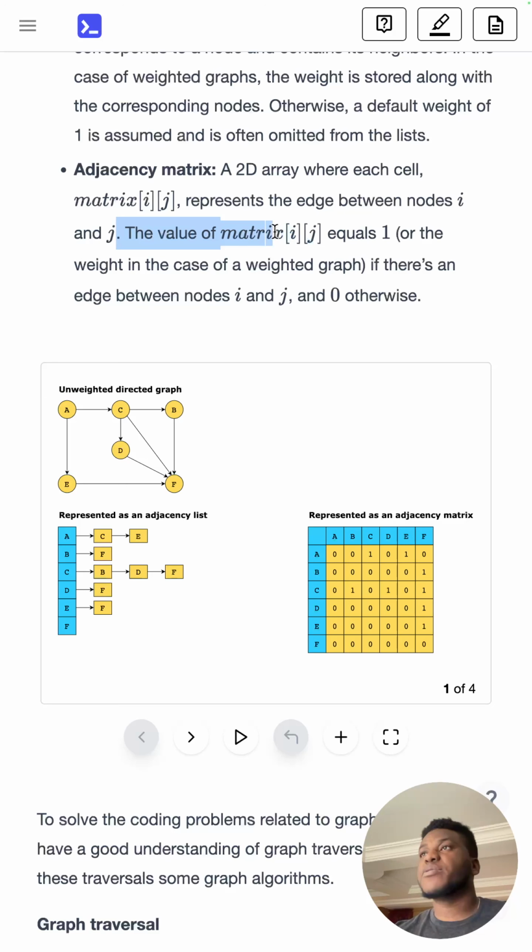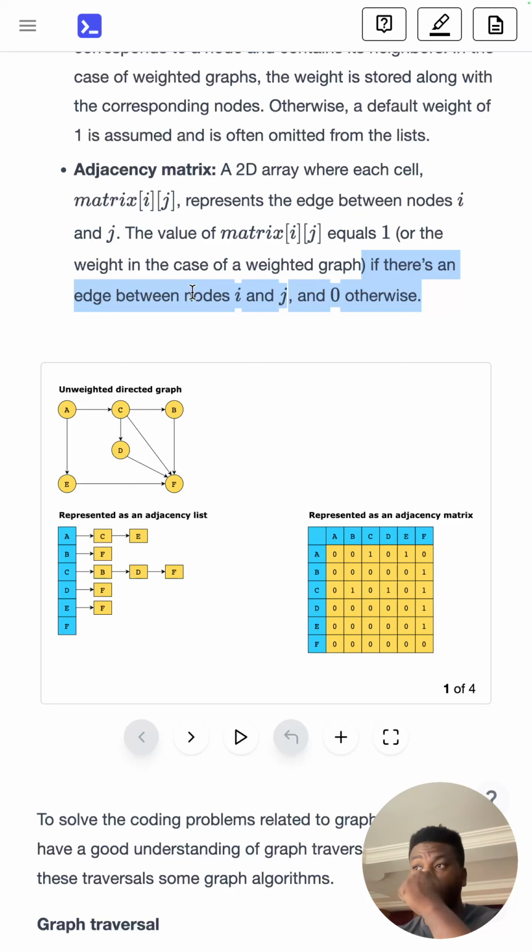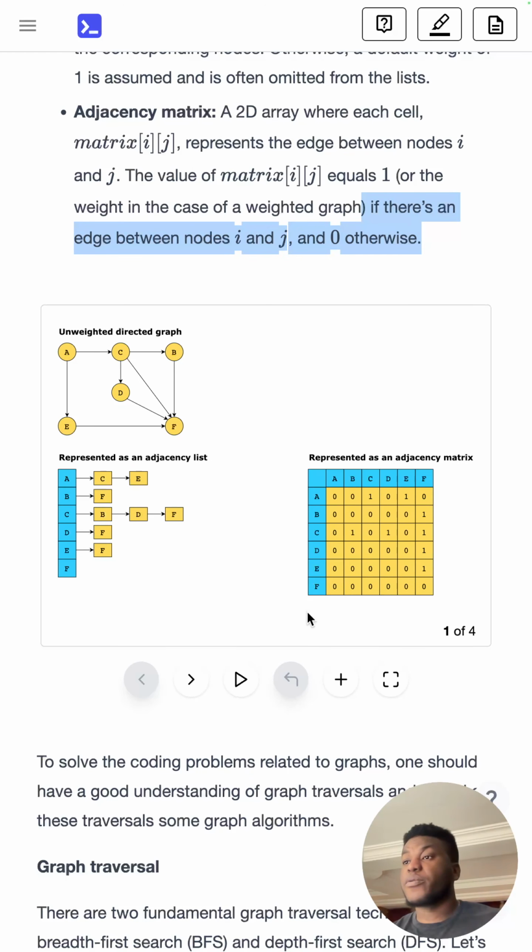The value of the matrix at the cell indexed at i and j equals 1, or the weight in the case of a weighted graph, if there's an edge between nodes i and j, and 0 otherwise. Okay, so these are the different representations.